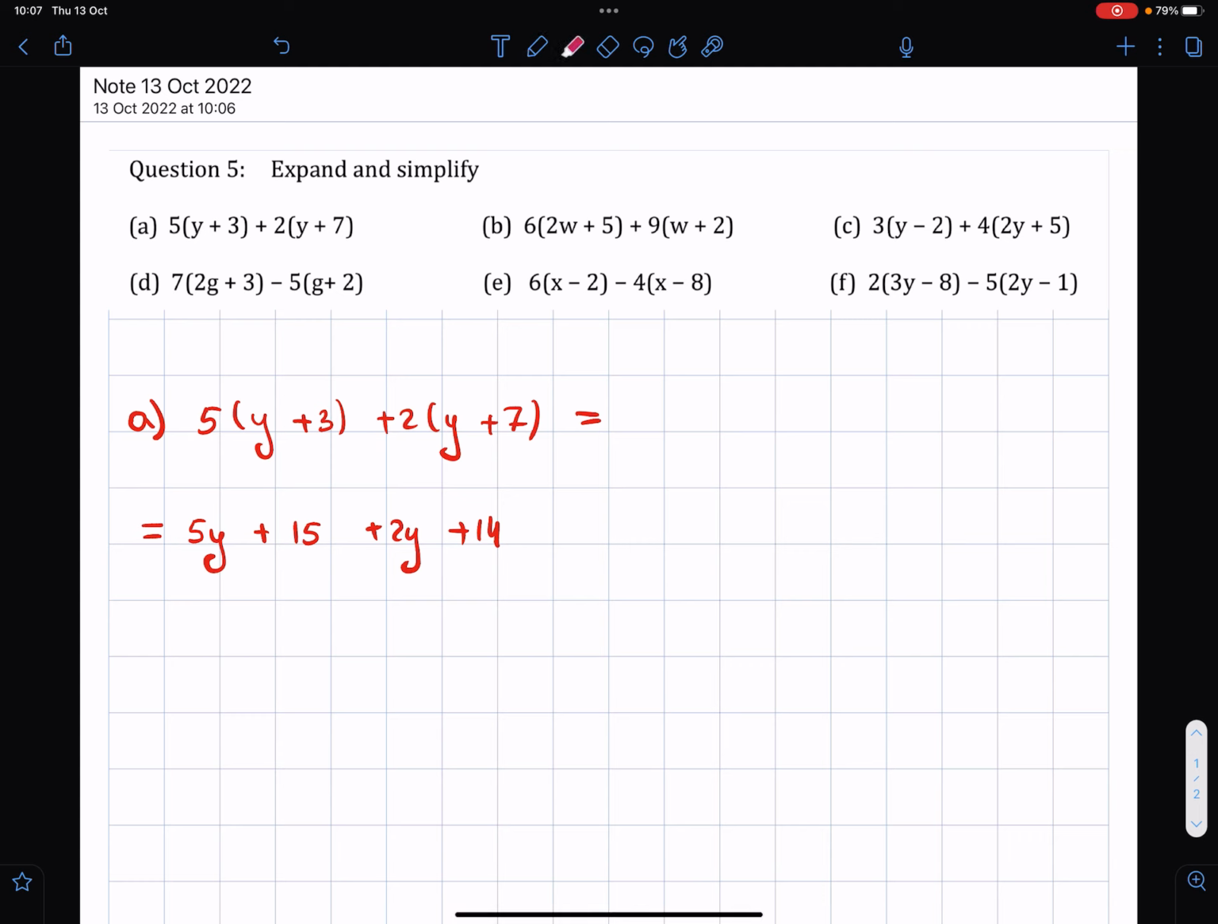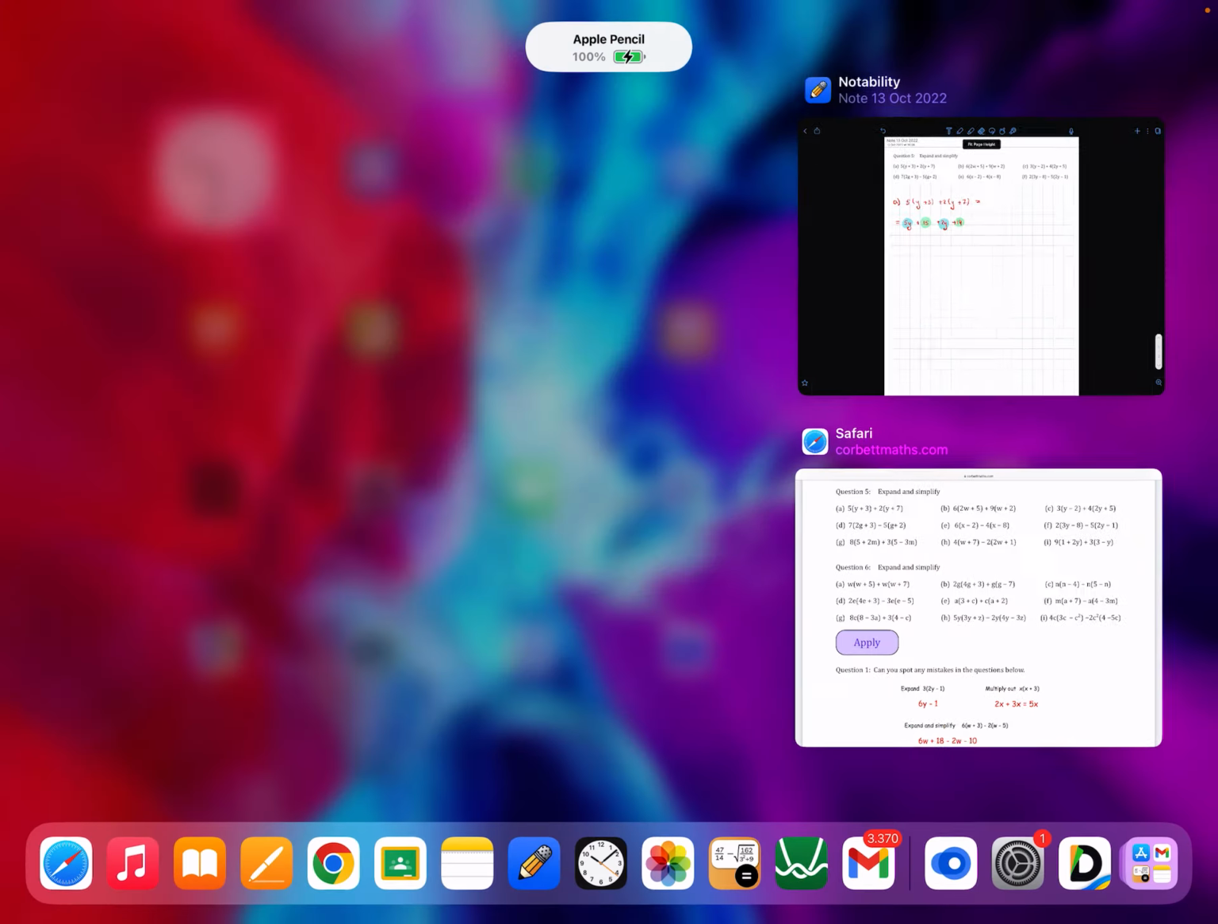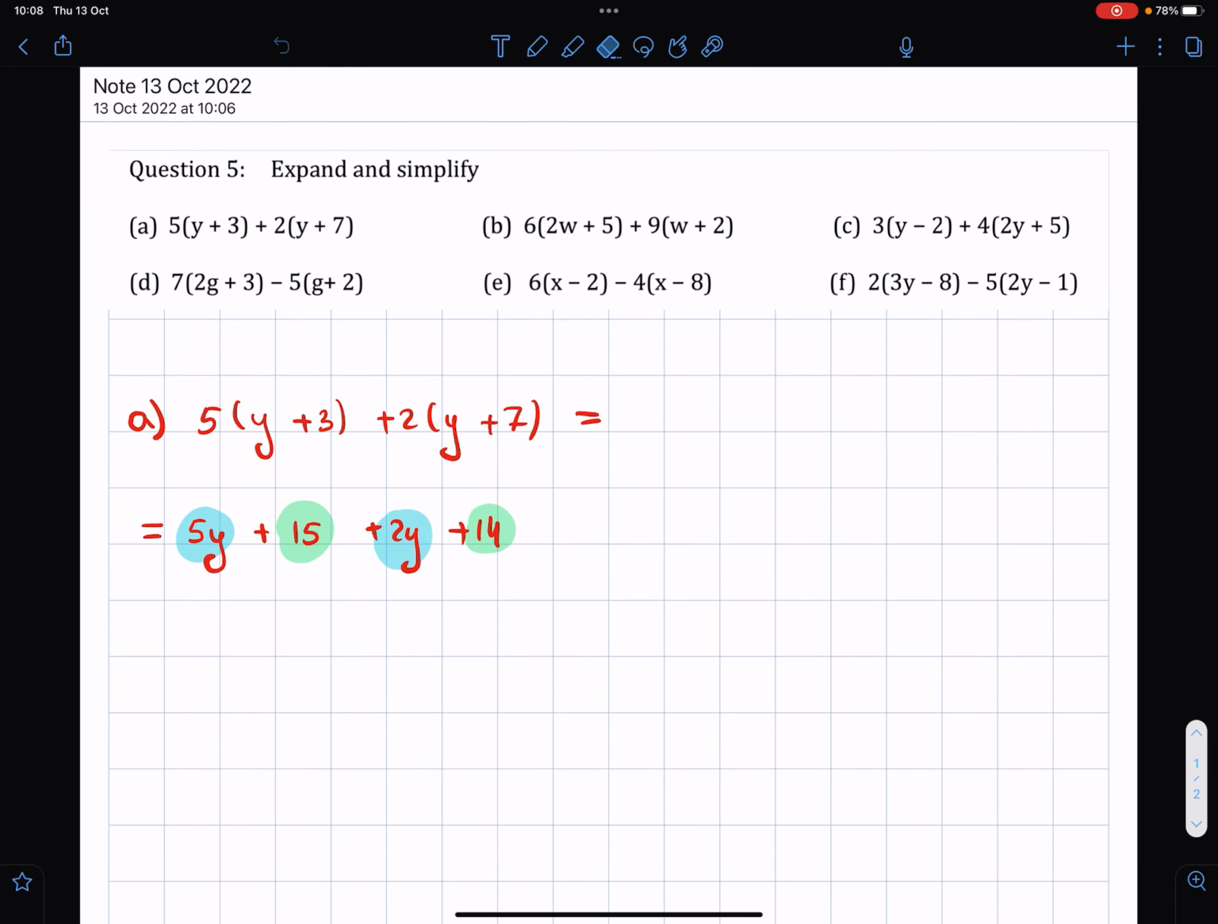Perfect. But when I expanded this all, I realized that I have like terms there as well. So I have 5y's and 2y's, and I have 15 and 14. So I need to collect them, okay? The 5y and the 2y are like terms, and the 15 and the 14. Sorry guys, I think I need to close this and open it because there is a problem. Okay, now it works. So 5y plus 2y will be 7y altogether, and 15 plus 14 gives us 29. As you can see, the final answer is going to be 7y plus 29.